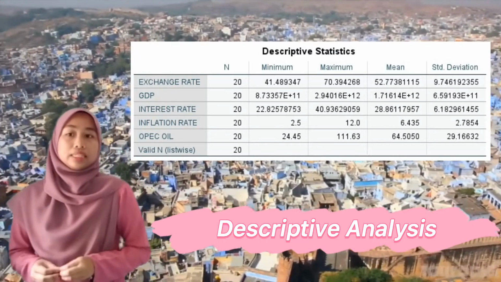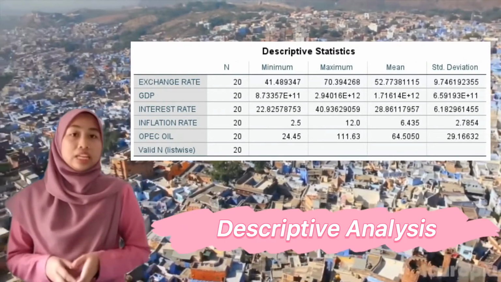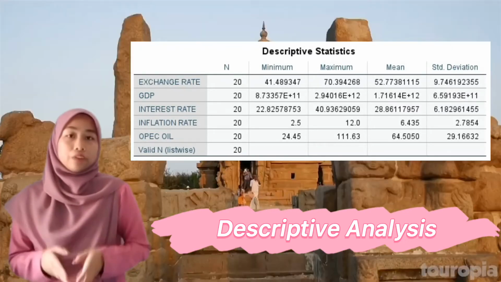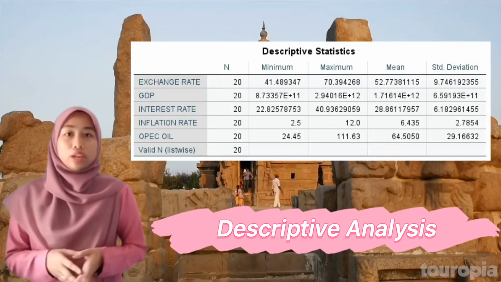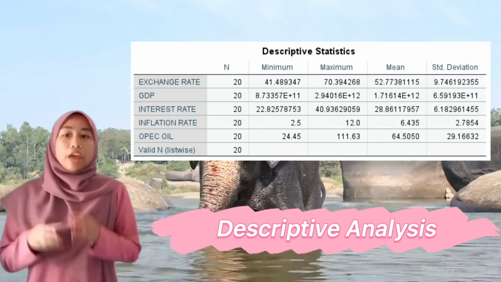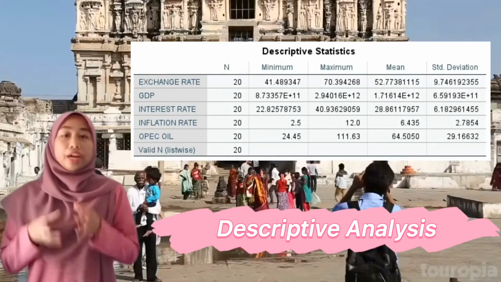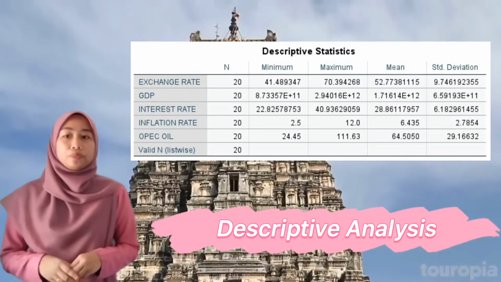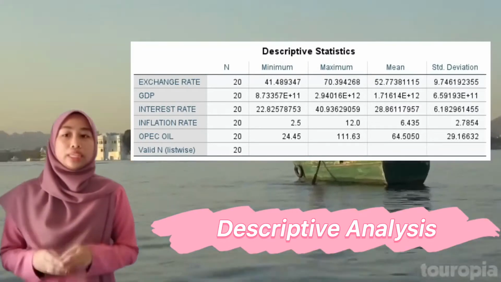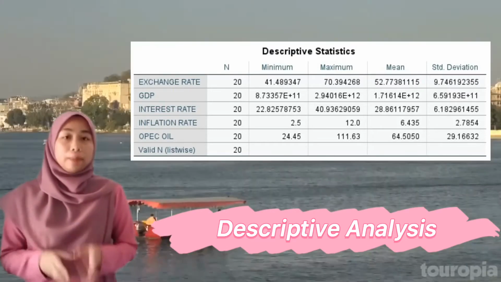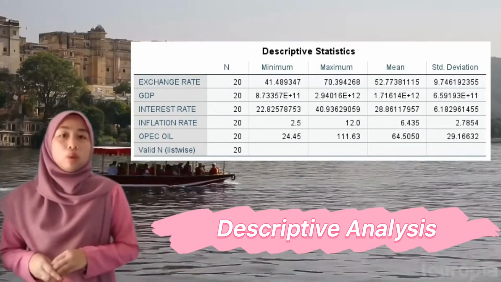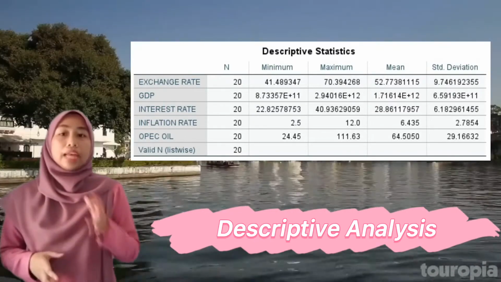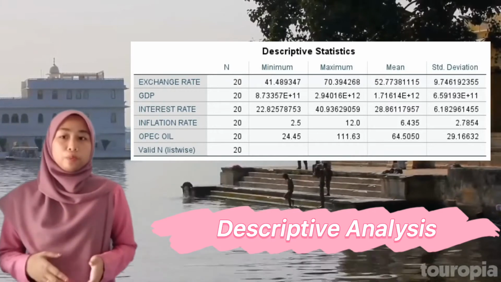Exchange rate mean indicates the value of the Indian rupee on average is 52.7738 for every US dollar. Likewise, the average for the interest rate by the government sums up to 28.8612. The GDP totals to 1.71614E+12. Meanwhile, the minimum for inflation rate is 2.5 and the maximum is 12.0.